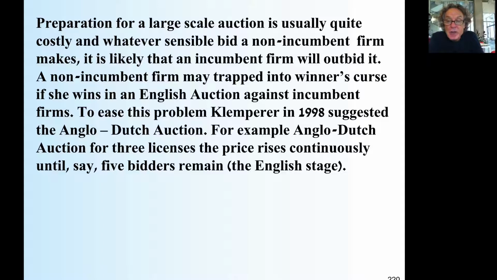Preparation for a large-scale auction is usually quite costly, and whatever sensible bid a non-incumbent firm makes, it is likely that an incumbent firm will outbid it. A non-incumbent firm may be trapped into winner's curse if she wins in an English auction against incumbent firms. If the incumbent has a better technology, knows the market, doesn't make mistakes, and learns a lot in the market, and I outbid him and win, probably I'm going to lose money.